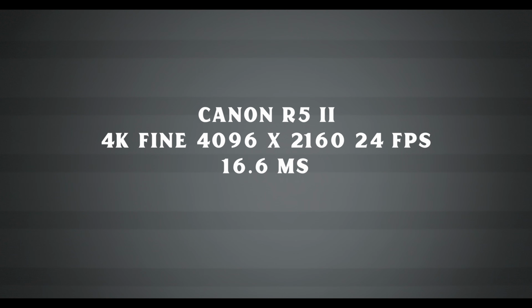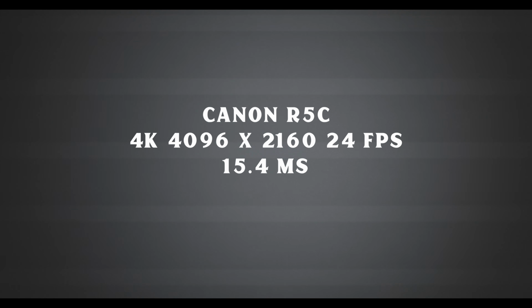So I checked this in some other modes. When the R5II was in the 4K 24 fine mode, again, I got 16.6 milliseconds, same as the 8K RAW. And the R5C, I got 15.4 milliseconds, was just slightly faster, but basically within the margin of error. And I also want to check out some of the other modes in the R5II.